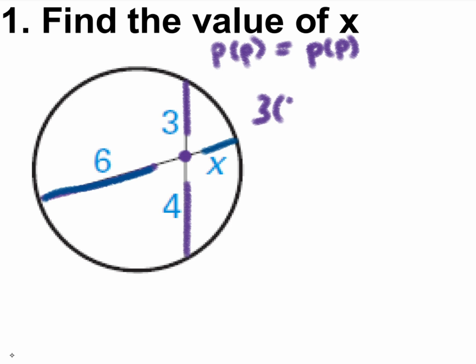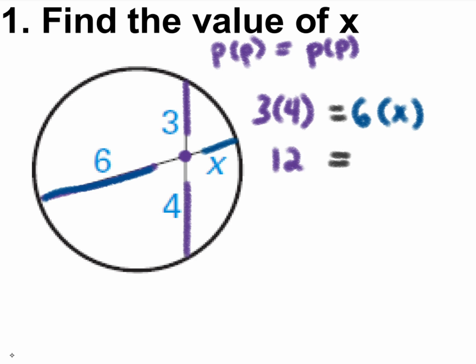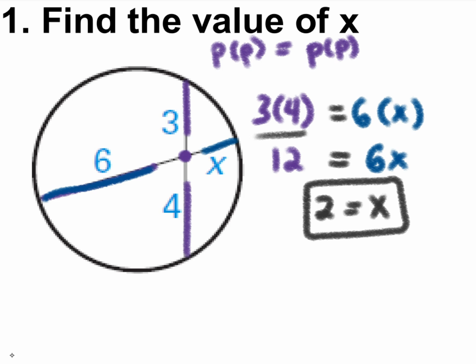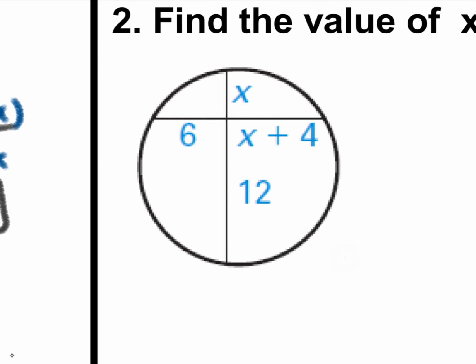So we get this equation: 3 times 4 is equal to 6 times x. Then you just solve from there. Multiply the 3 and the 4 and you get 12, set equal to 6x, then divide both sides by 6, and you get x is equal to 2 as your final answer. The key thing is knowing how to get that set up. It's just one part of the line times the other part of the line is equal to the same setup for the other line.